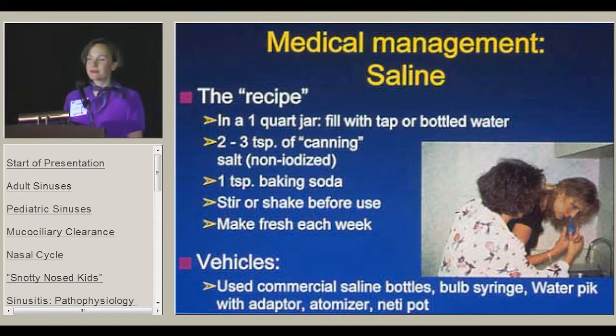2 to 3 teaspoons of non-iodized salt in a quart of warm, clean water. And there are a number of ways to distribute it. Here's a picture of an adult using a bulb syringe, but kids do pretty well with a neti pot, which is like a little teapot that you can get from the health food store. Bulb syringes, atomizers, lots of ways.